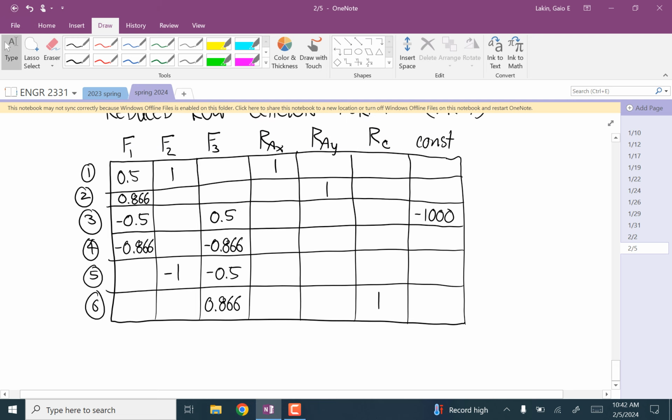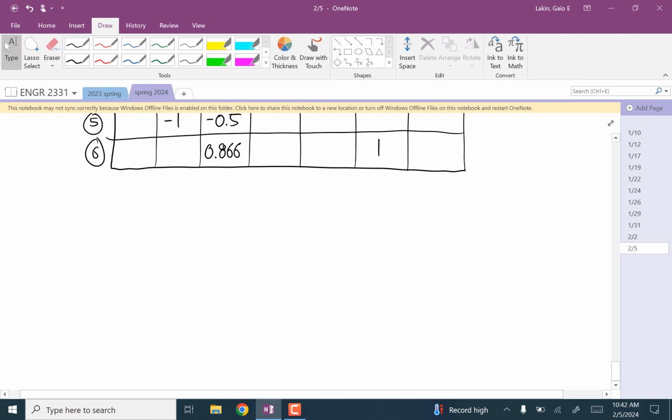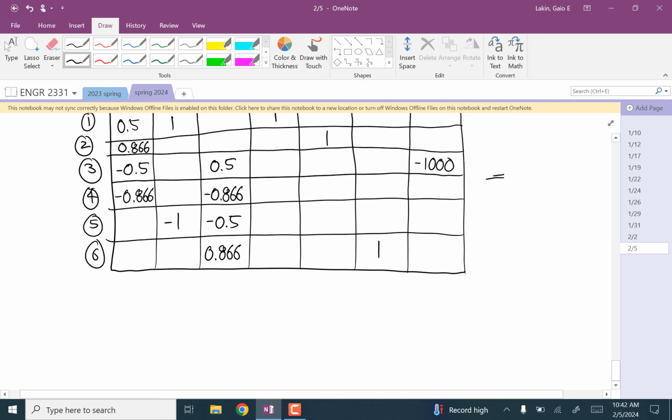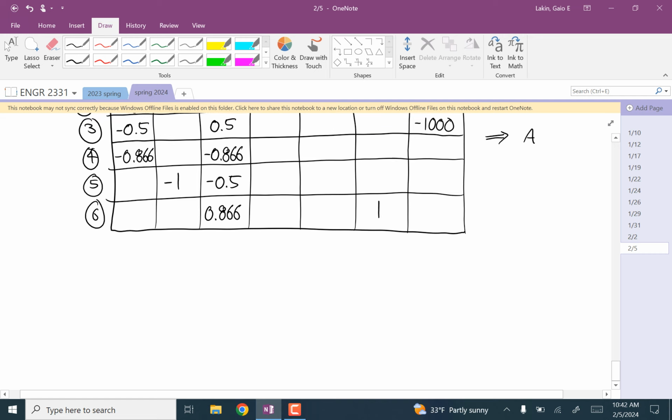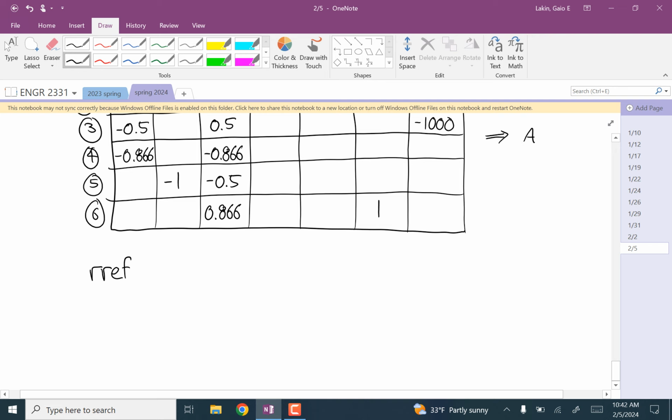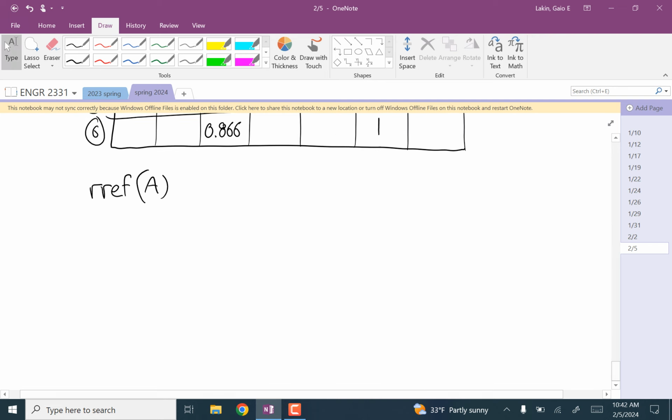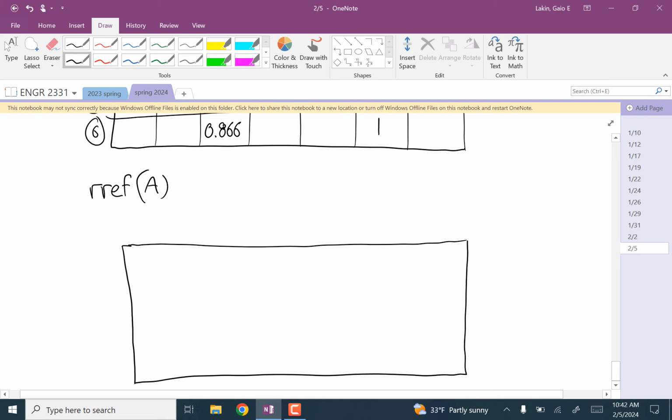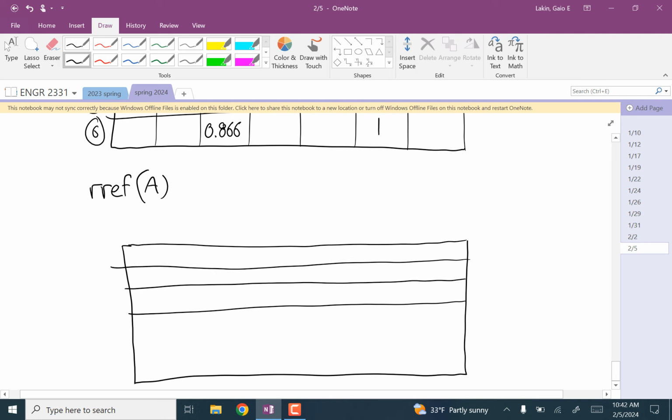And if you enter this matrix into your calculator, store this as whatever, A. And then run RREF of that matrix. What you'll get out is another matrix of that same size.